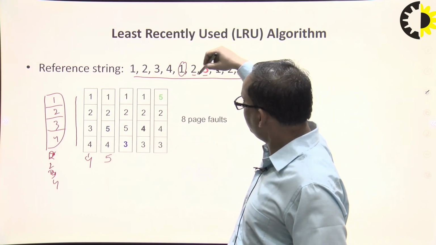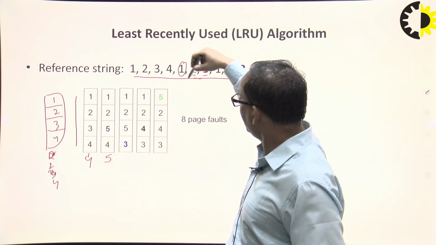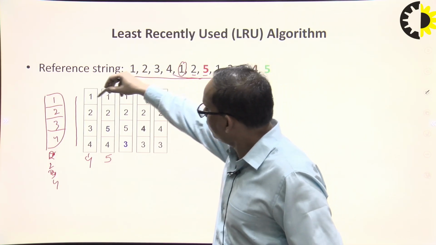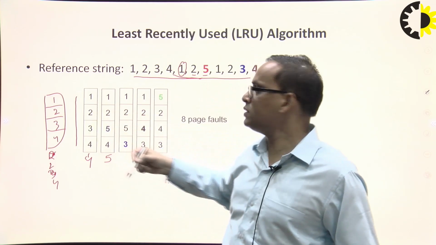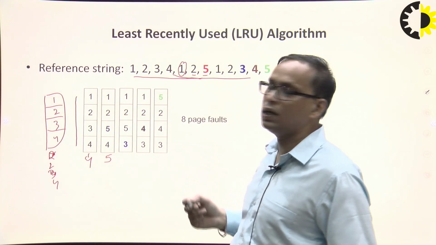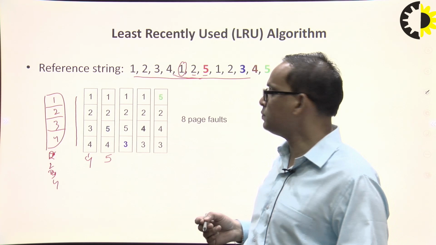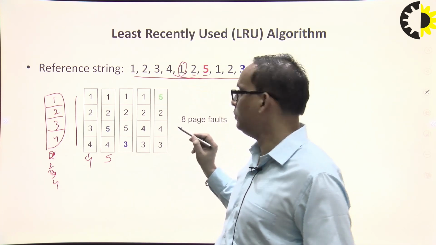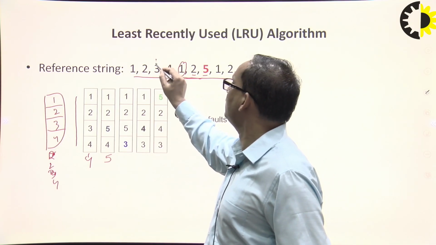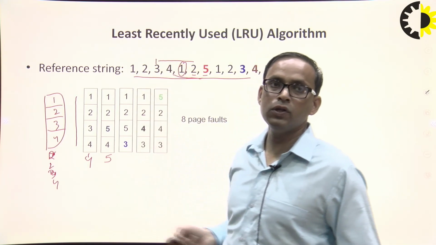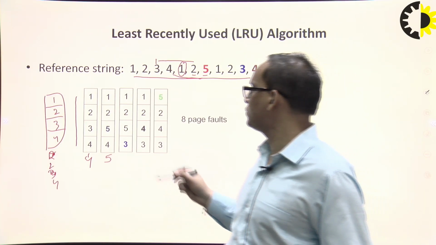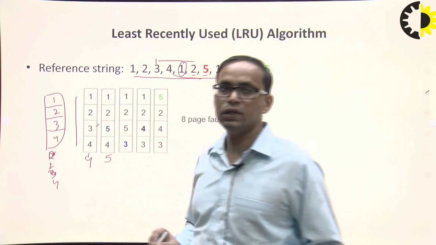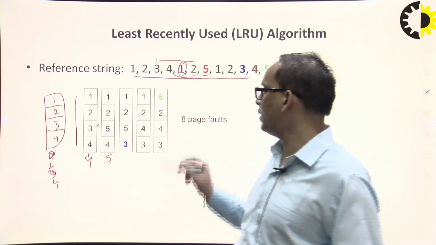We will move in the backward direction and, among 1, 2, 3, 4, see which page has not been referred to for the longest period of time. 2, 1, 4 were referred just before the 5. So 3 has not been referred to for the longest period of time, so 3 will be selected for the replacement. It means 3 will be swapped out and 5 will be swapped in.